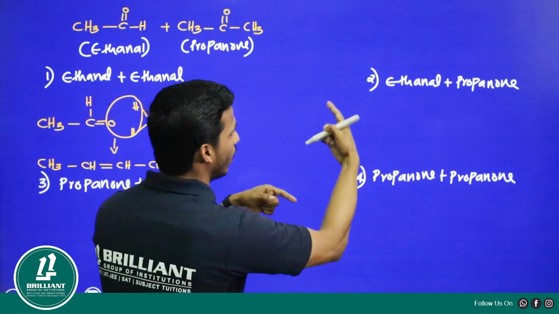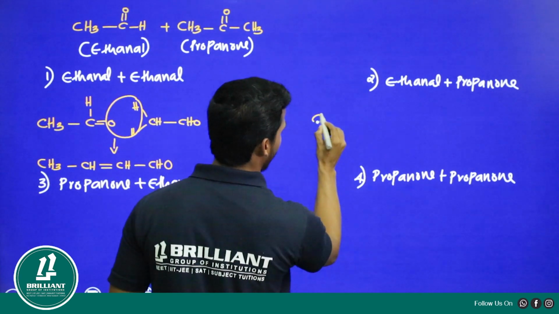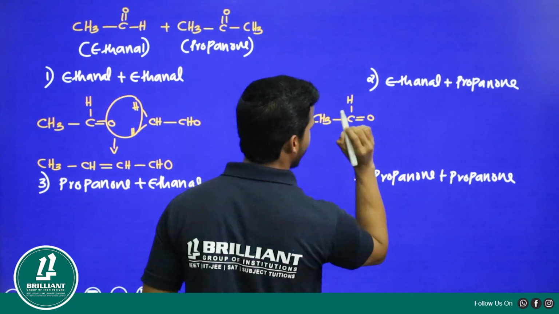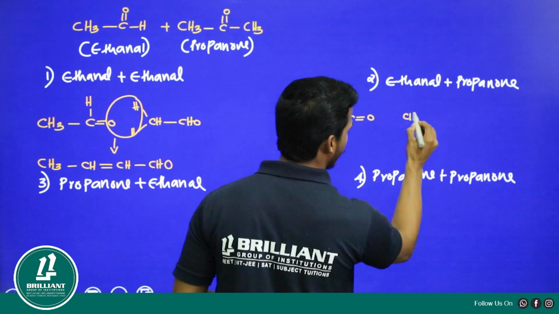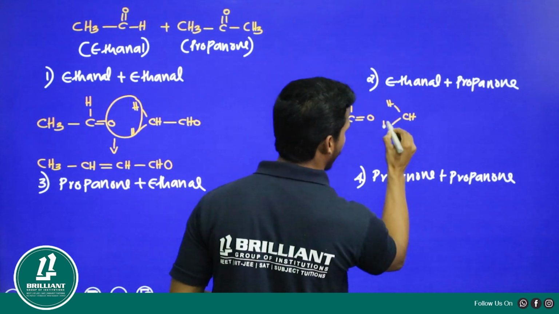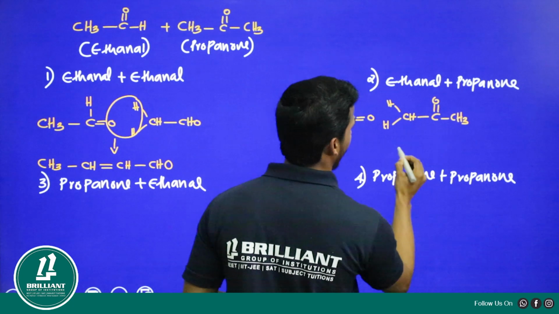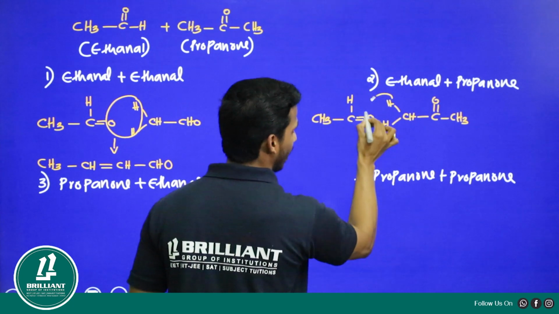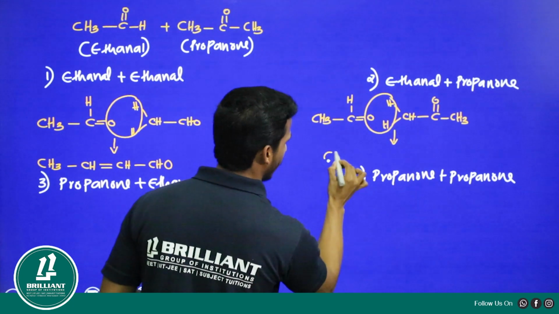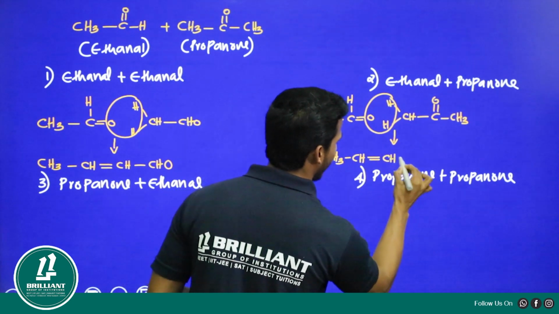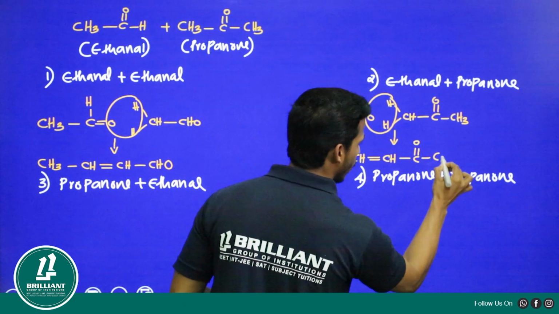Let us check the second one, ethanal. What is it? That is CH3CHO plus propanone. Write 2 alpha hydrogens on propanone like this and you have COCH3. Okay. And how to write the product? Eliminate water, just combine. You will get CH3, CH, double bond, CH, single bond, CO, CH3.